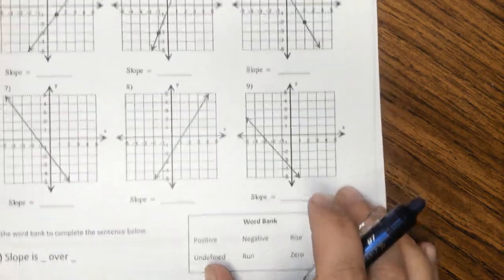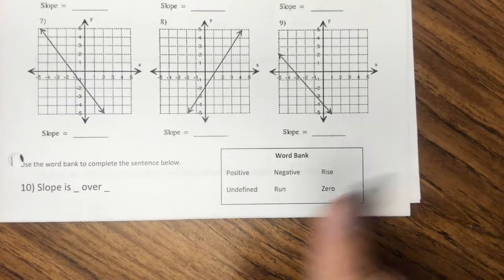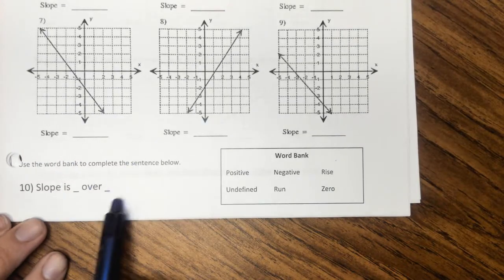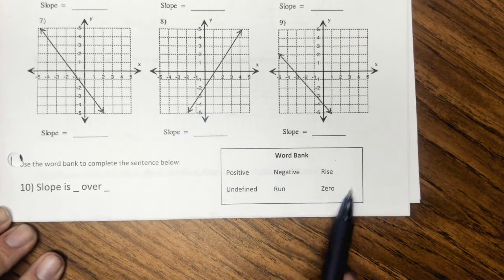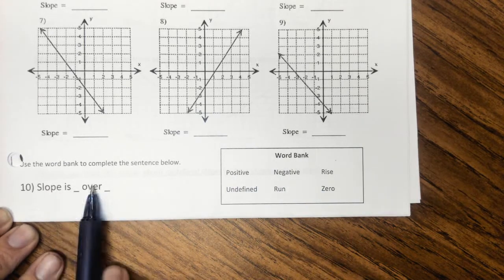There is a number 10. Use the word bank to complete this sentence. Slope is blank over blank. And then use this word bank to answer that question.